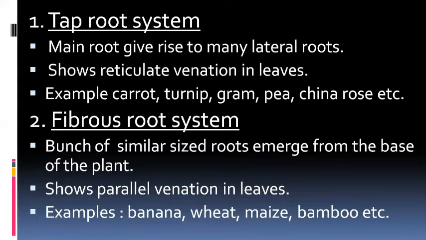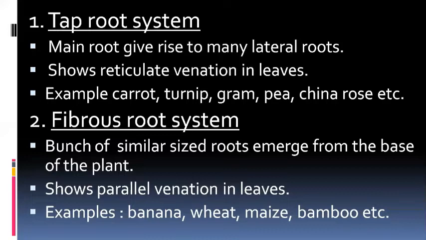The leaves of the taproot system show reticulate venation. Reticulate venation means the midrib gives rise to the different veins present in the leaves. So taproot plants have reticulate venation in the leaves. For example, carrot, turnip, gram, pea, china rose, etc.